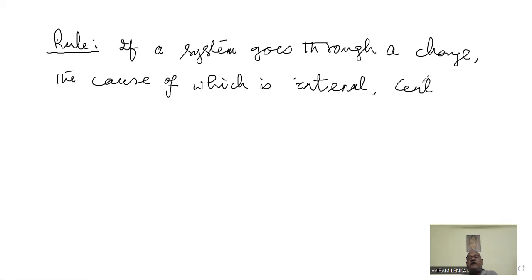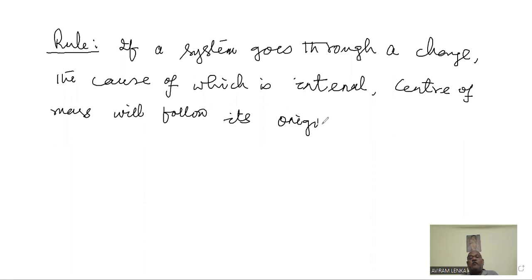the centroid. When I say centroid, I mean center of mass. Or you may say center of mass or centroid will follow its original, better if you put down the words, its original or initial plan of motion.